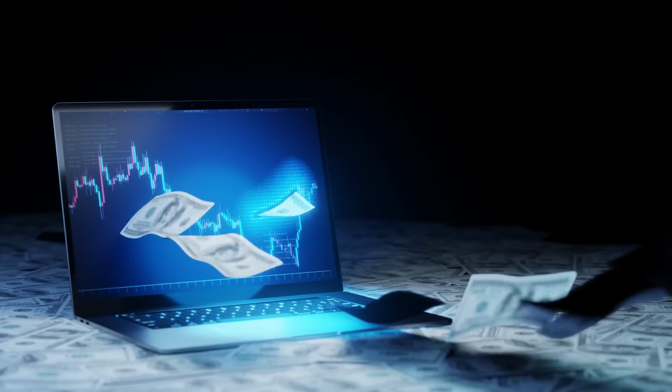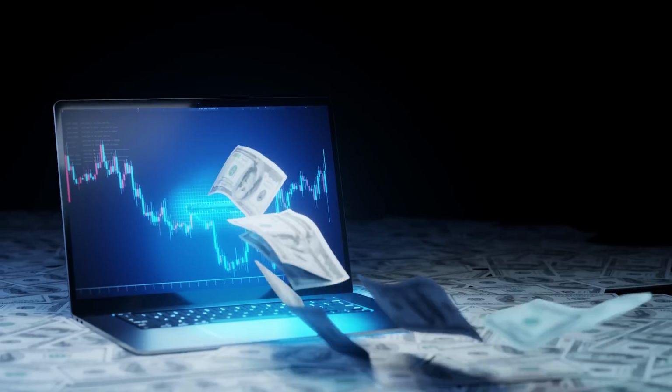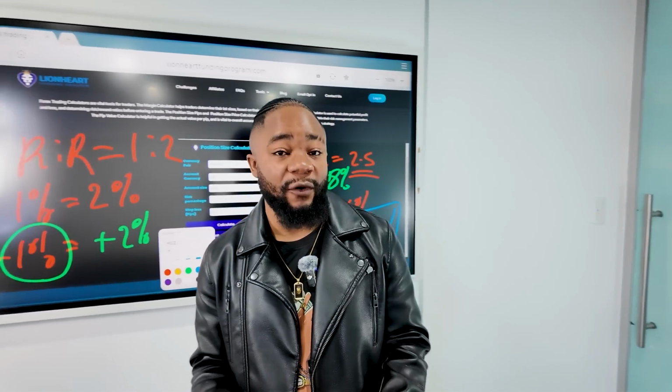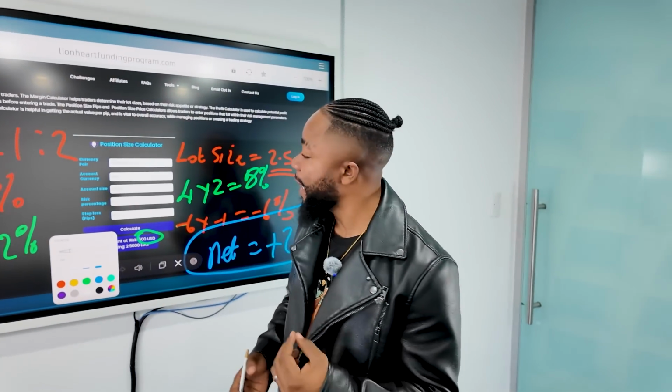You see, none of this will violate any pro firm rules. These are the kind of traders we are looking for, the kind of traders pro firms are looking for. Traders who know how to trade consistently.